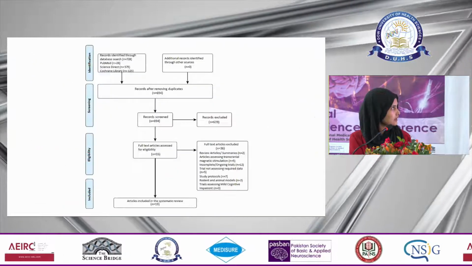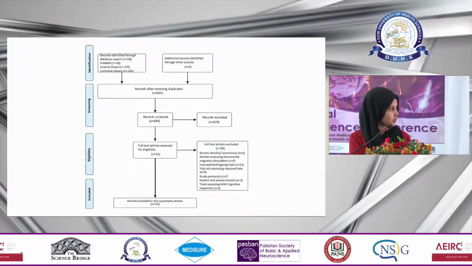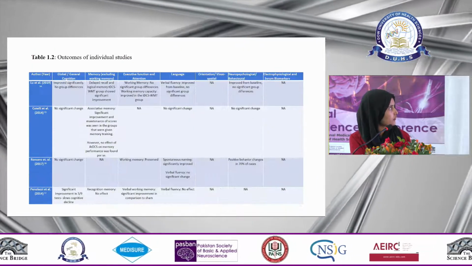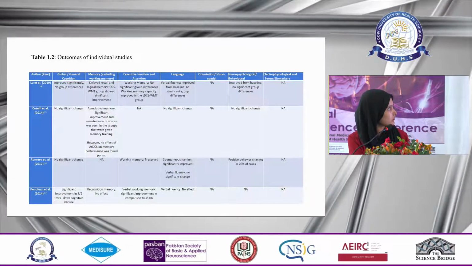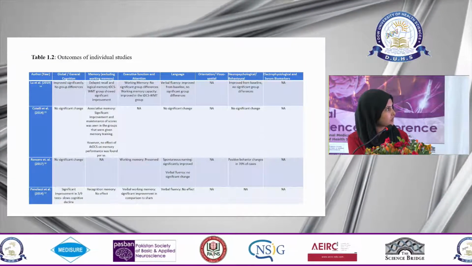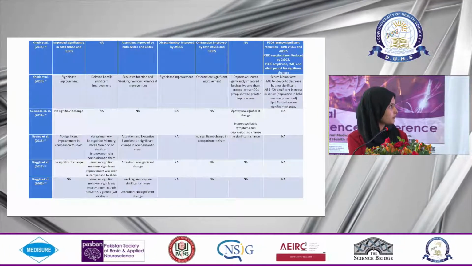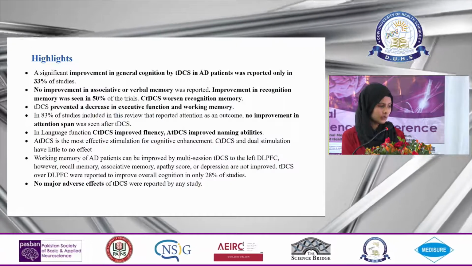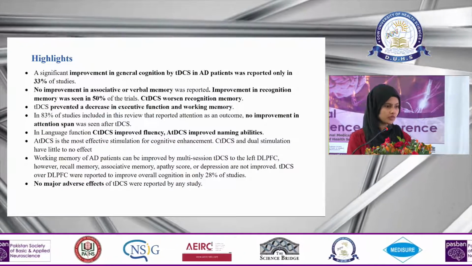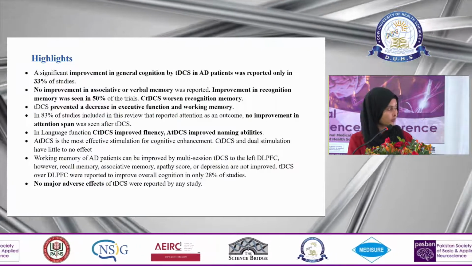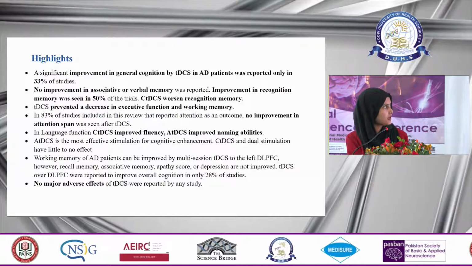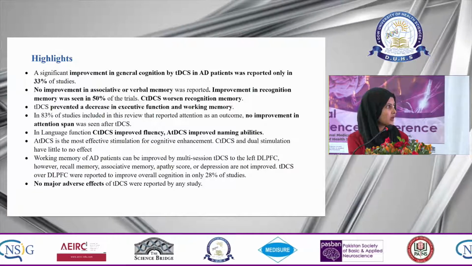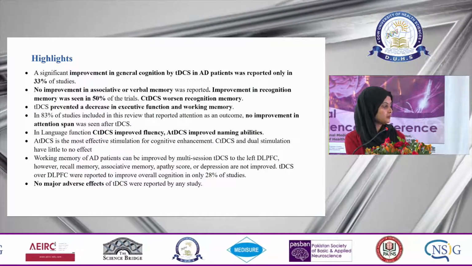We used the PRISMA guidelines. This is our PRISMA flowchart. These are the results of individual studies. For the outcomes, we categorized them into general cognitive status, memory, executive function, language, orientation, etc. To summarize my results, there were very heterogeneous results, with only 33% of studies reporting an improvement in general cognitive status. There was almost no improvement in associative memory; only recognition memory was improved in half of the studies. Attention span was also not improved.